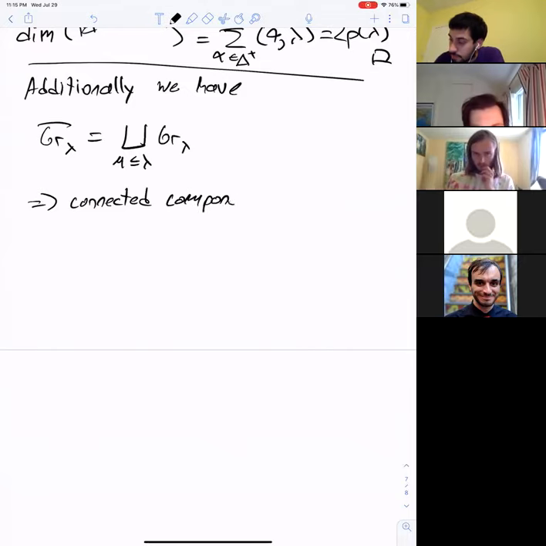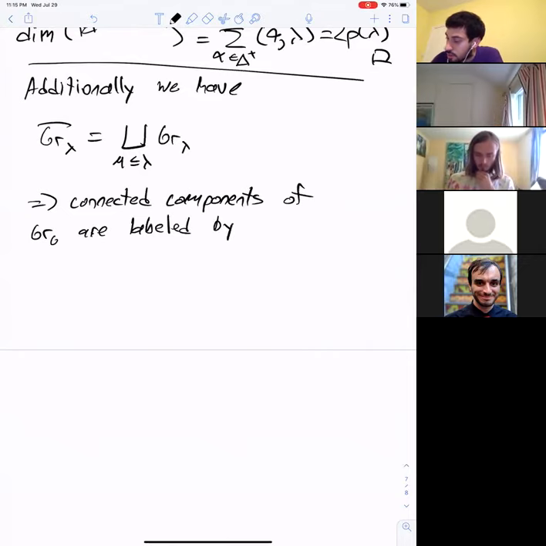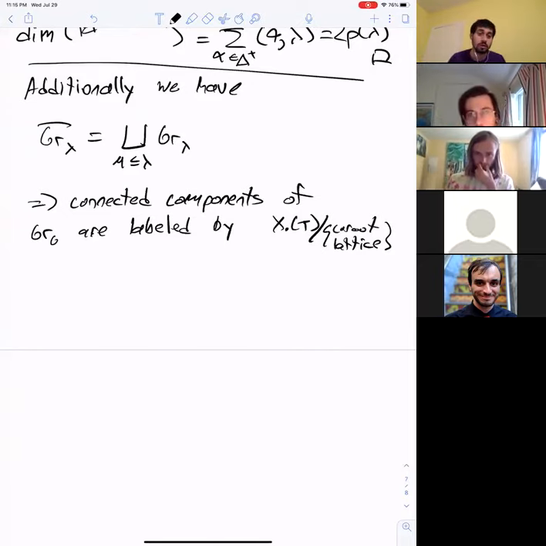And this is sort of going to tell us that the connected components of GR are labeled by the co-weight lattice mod, I'm just going to write co-root lattice. Different people write it different ways, but that way no one will be confused. So the affine Grassmannian is usually not connected in particular. But even if you start with a connected group, it's usually very much not connected.